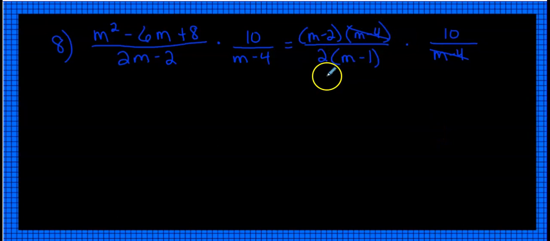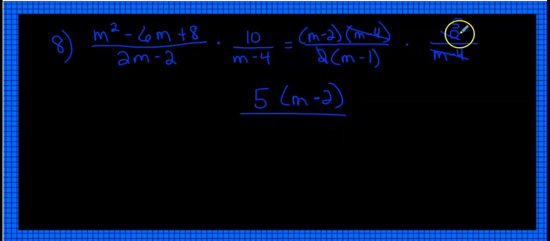Oh, the 10 and the 2, sorry. The 10 and the 2 can be divided by 2. That's a 5. So then my numerator is 5 times m minus 2, because remember, we're multiplying. This could really be written as one big expression, honestly. And then my denominator is m minus 1.